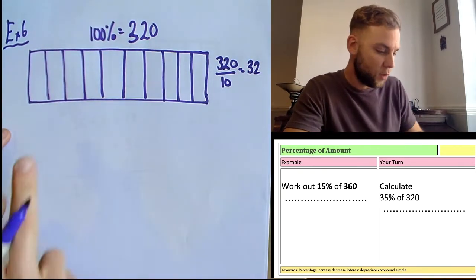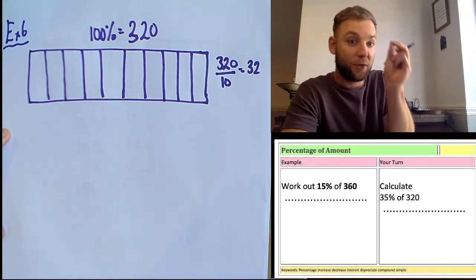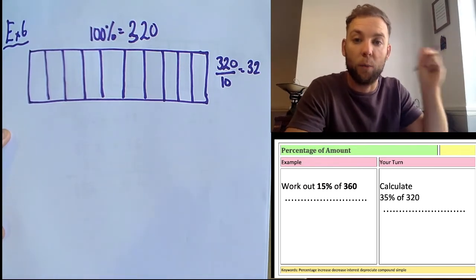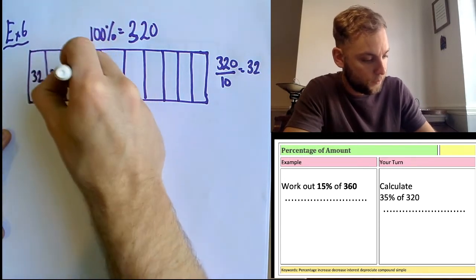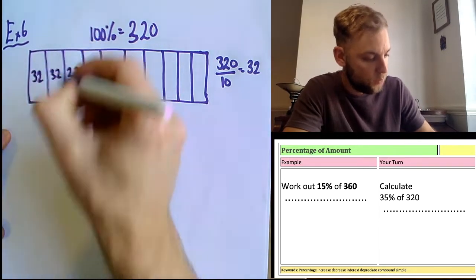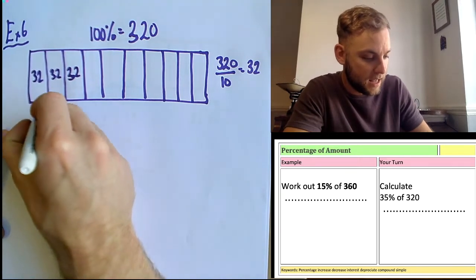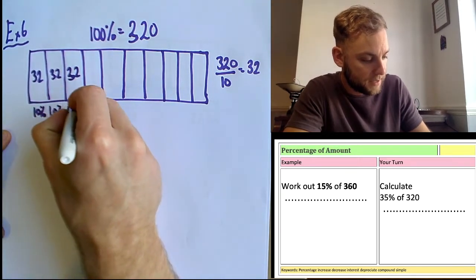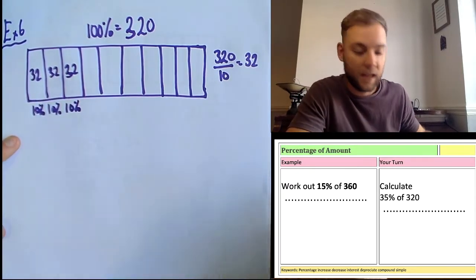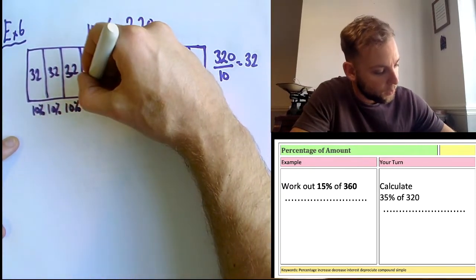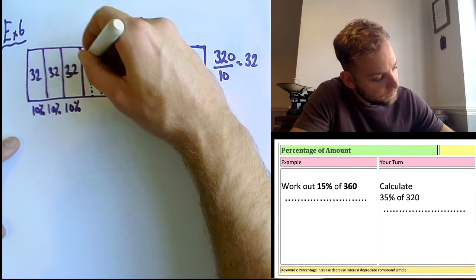Super. So if each of these are worth 10%, I need 3 of them, and then half of one, which is going to be 5%. So it's going to be 32, 32, 32. So this is the 10%, 10%, 10%. So I've got 3 lots of 10, which is 30. So 3 of those. And then I remember I need half of one of these to get the 5%.